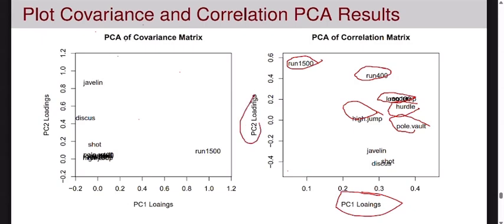From what I'm seeing now, PC2 represents track events in a way, while PC1 represents the field events. You see now, we've been able to project so many events into two dimensions, into just PC1 and PC2. And that is the motive. This is where I'm going to stop today.